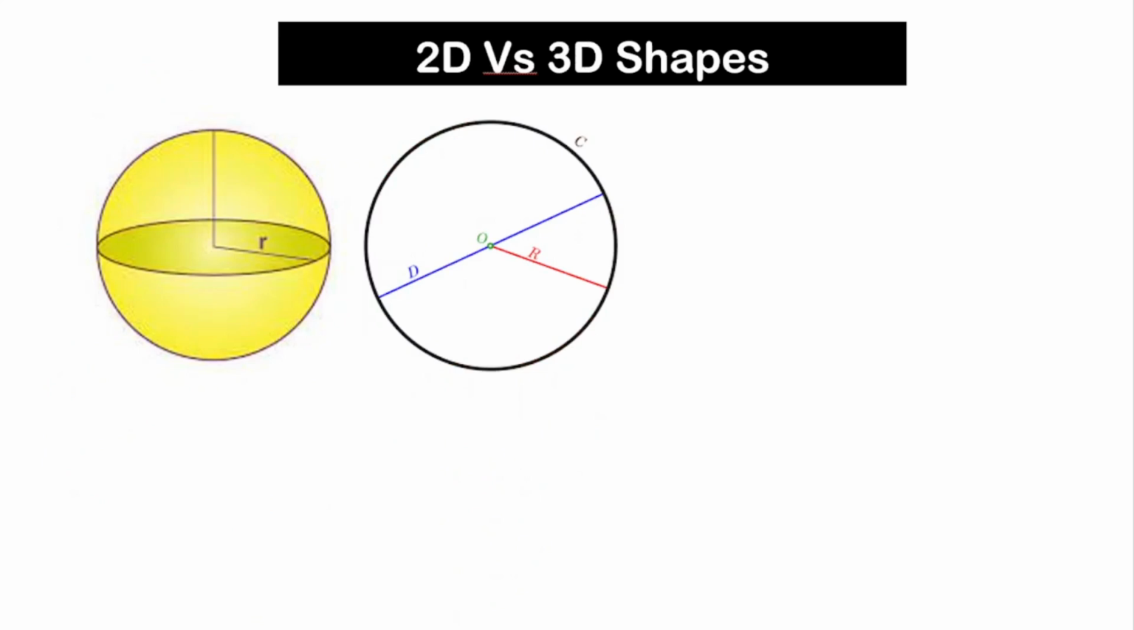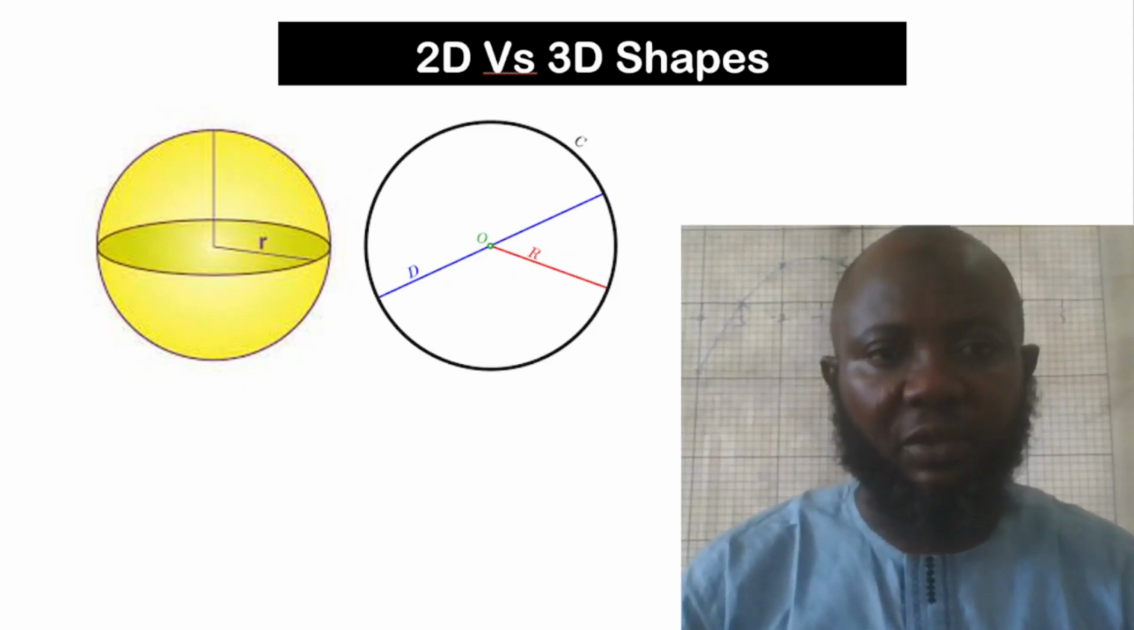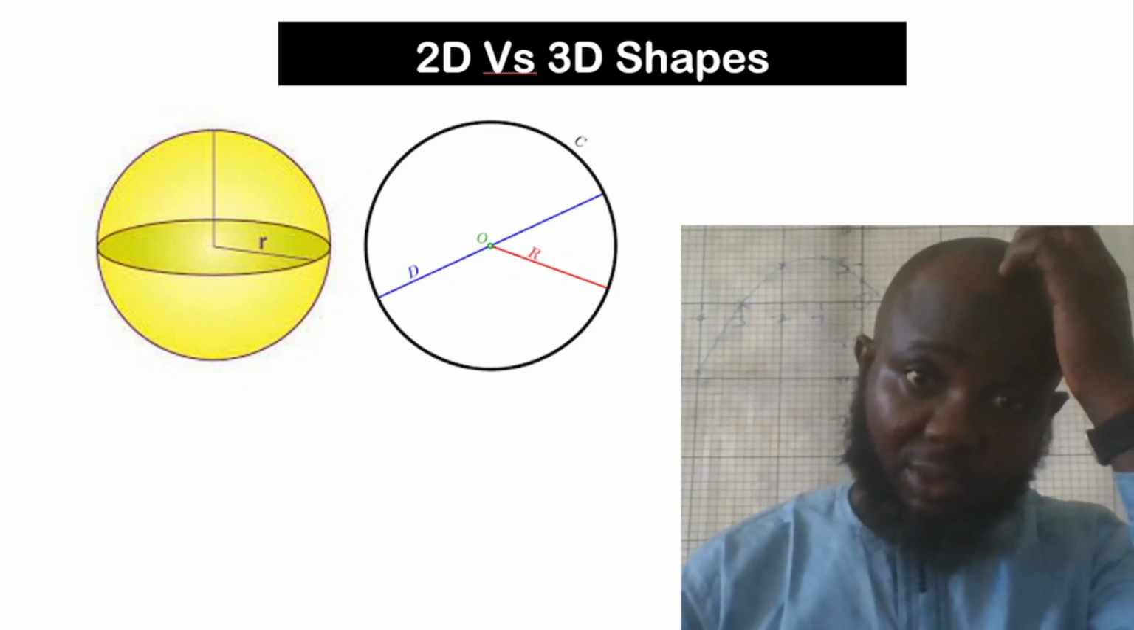So the next one here is a circle. We want to look at the difference between 2D shapes versus 3D shapes. From what you can see on the screen, we have a sphere and we have a circle. They are not the same thing.